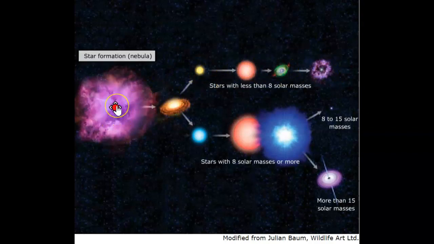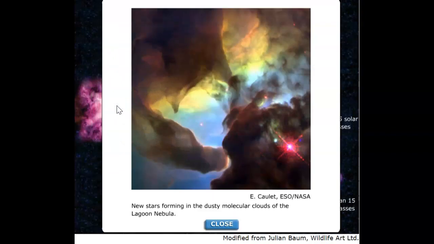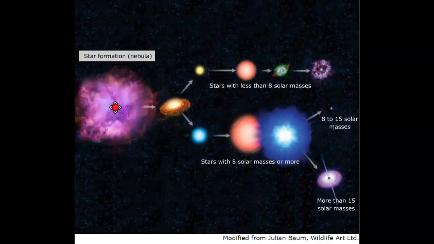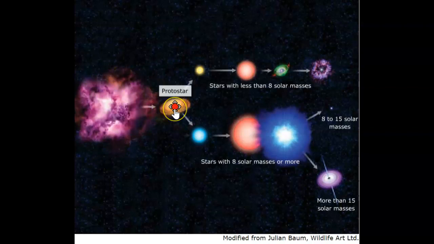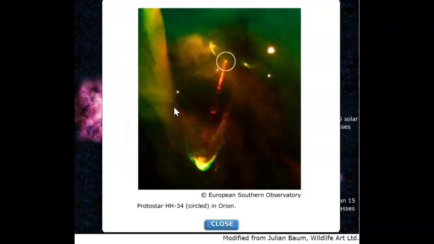The first stage is the nebula. The nebula is this starting point of gas and dust and materials that are coming and collecting together. New stars are forming in this dusty molecular cloud of the Lagoon Nebula. If there's enough material to come together, gravity will pull it together. Then you're going to get something called a protostar. Proto means before, star, so protostar. Protostar HH34 is here in the constellation of Orion. So this is a protostar.